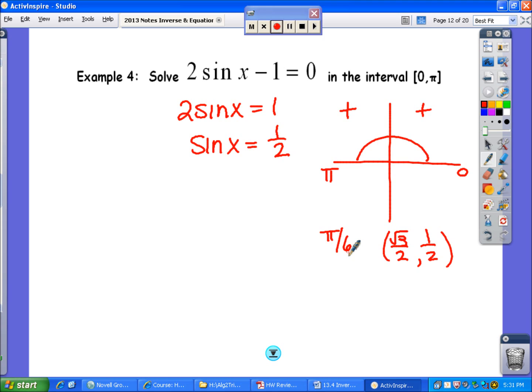All right, so in the first quadrant we got pi over 6. Not a good place to draw. Yeah, that's good. Pi over 6. All right, in the second quadrant, what do we got? We got 1, 2, 3, 4, 5. So 5 pi over 6 is our second answer. So x is equal to pi over 6 and 5 pi over 6.